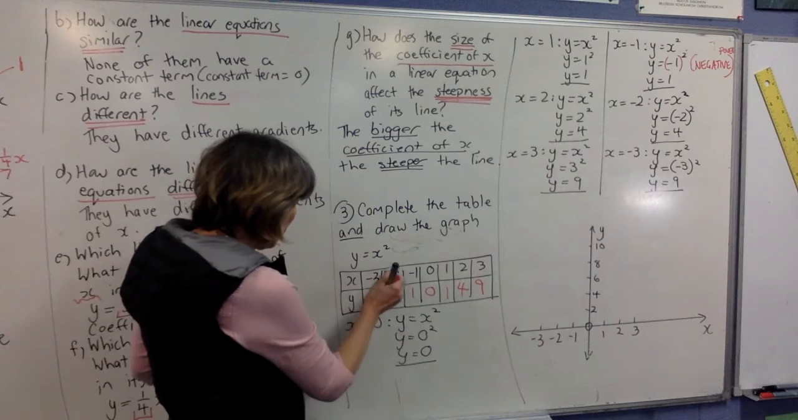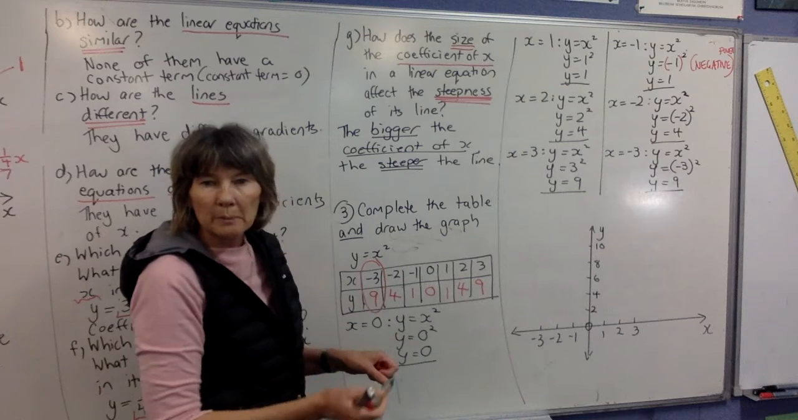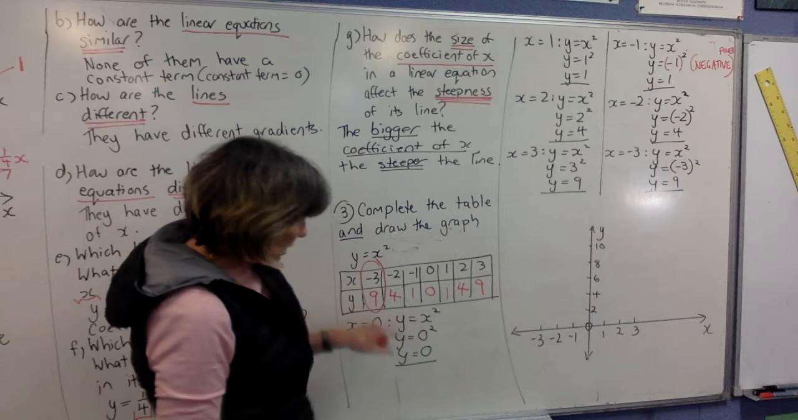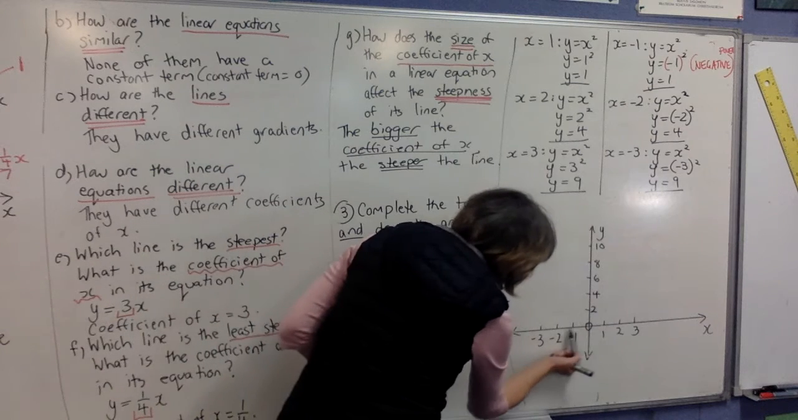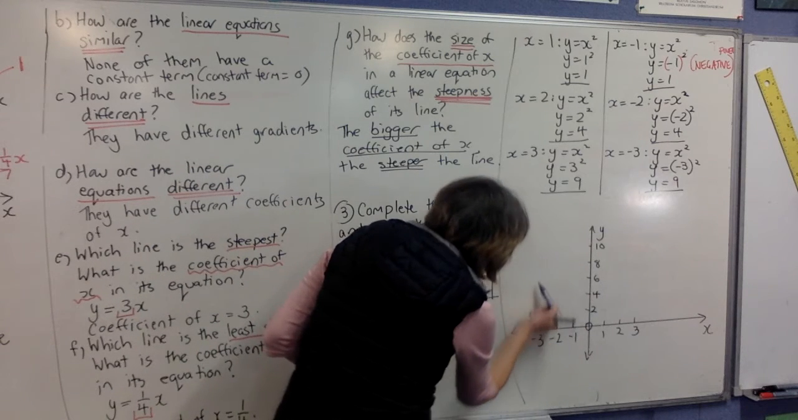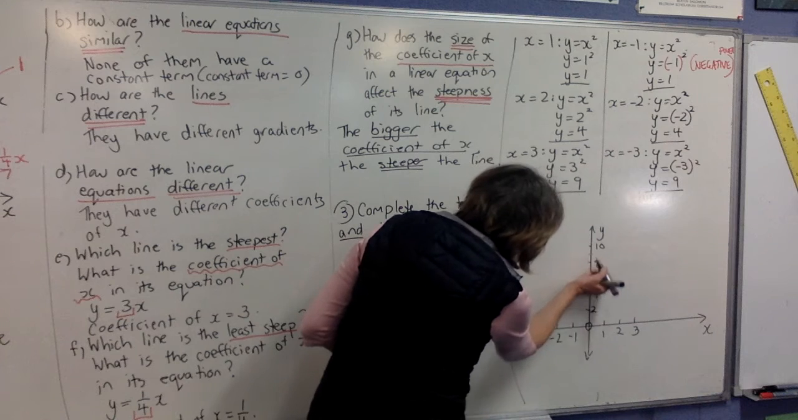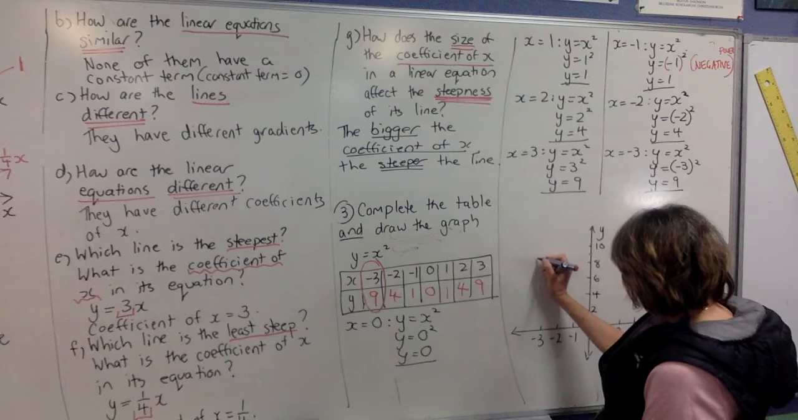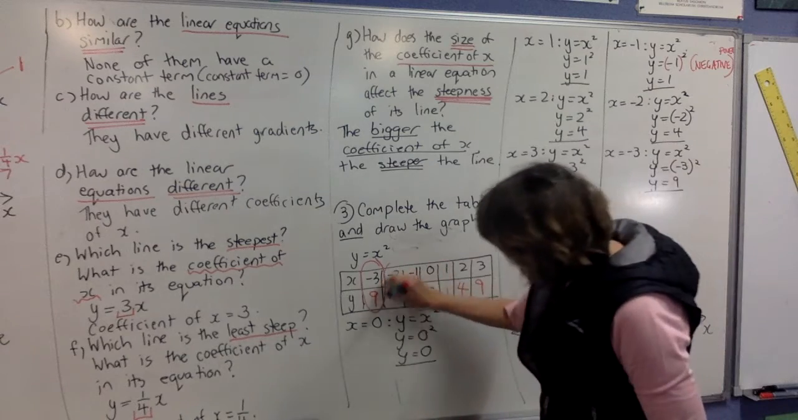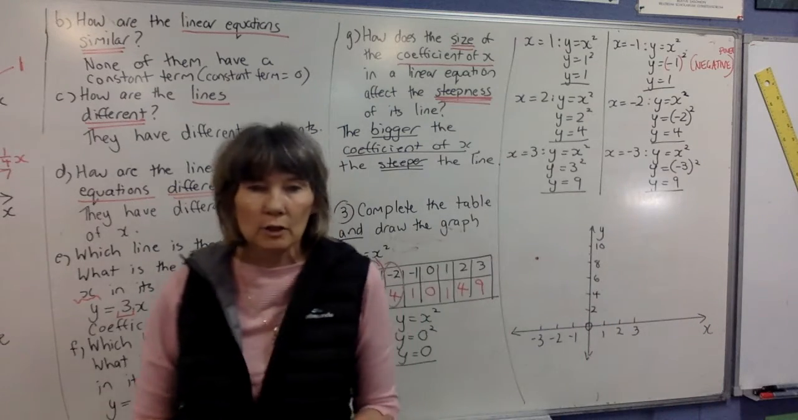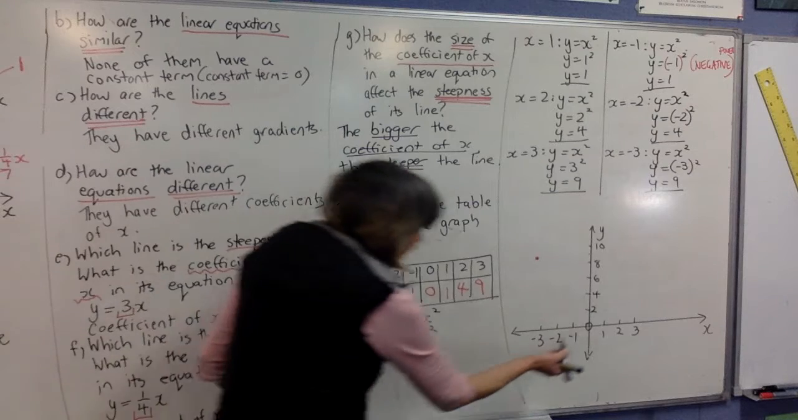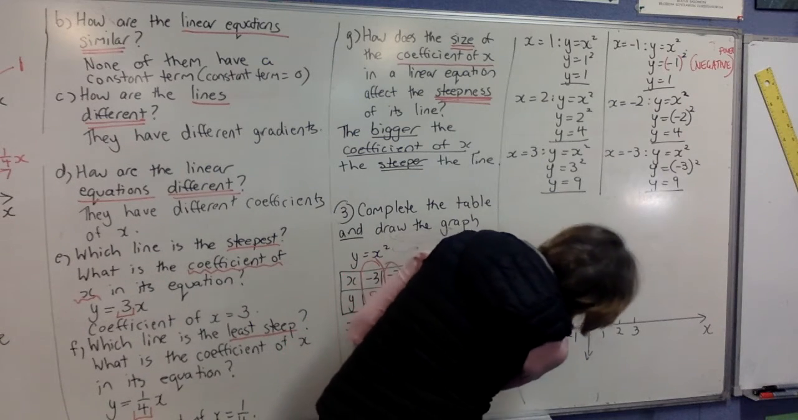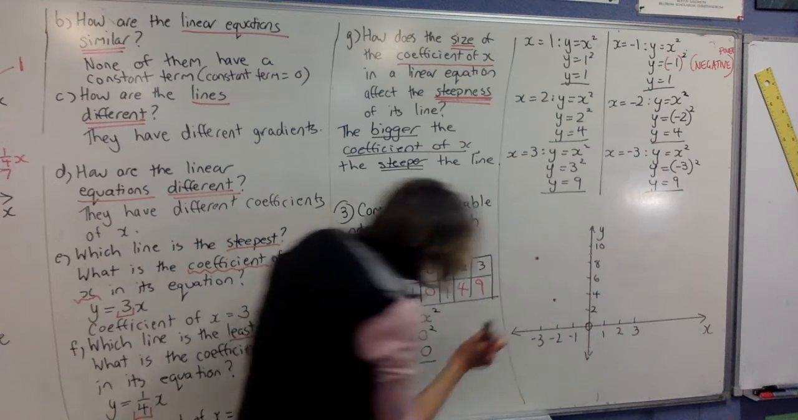This first point here, let's put your red pen around it, it's -3, 9. Right? So I'm going to go over here, along -3 and up 9. Now if I go up 9, it's going to be halfway through between the 8 and the 10. I'll try and get this right. Okay, next point I'm doing is -2, 4. So along -2, up 4. And it should be about there.